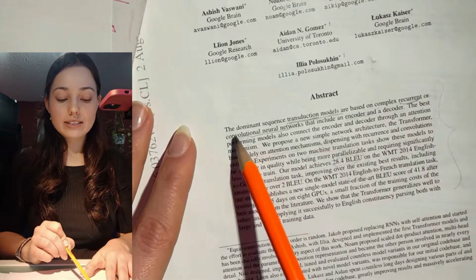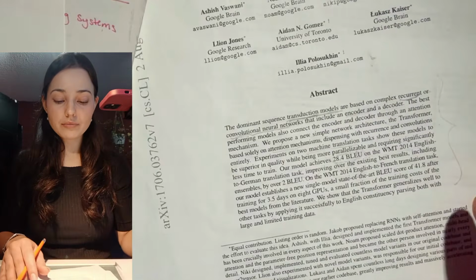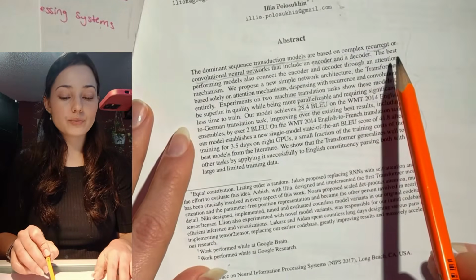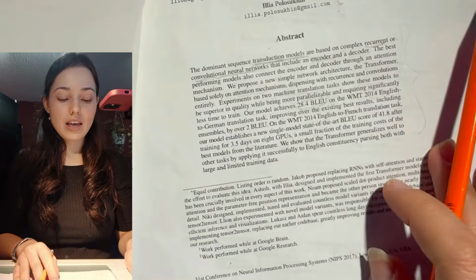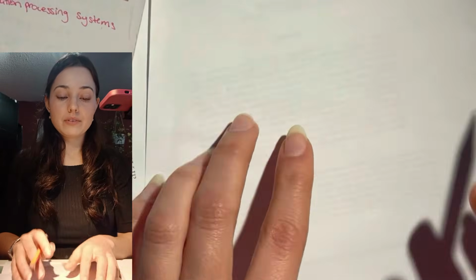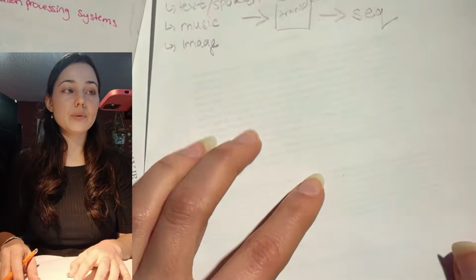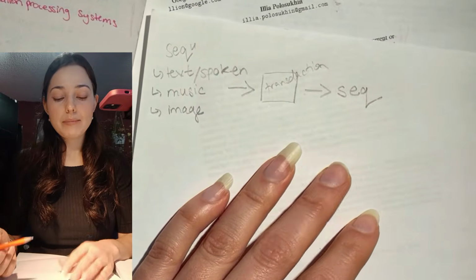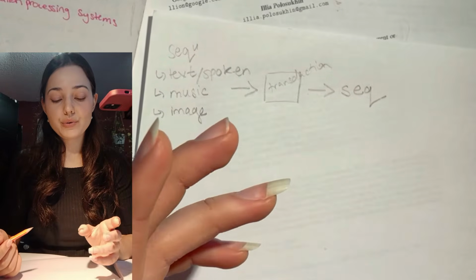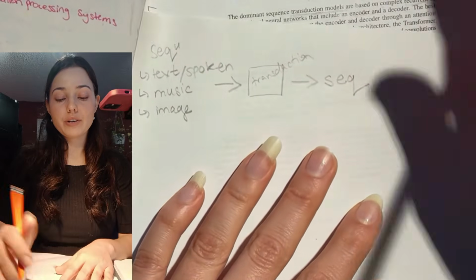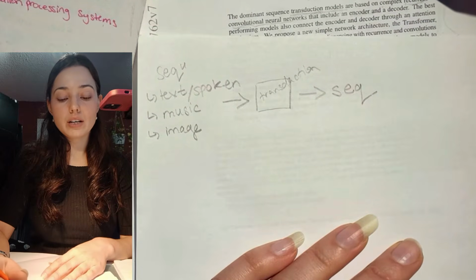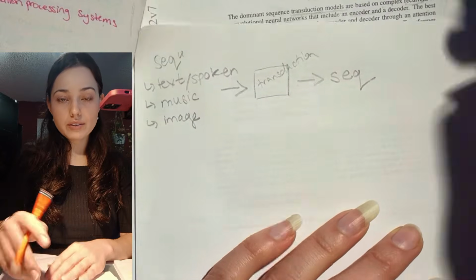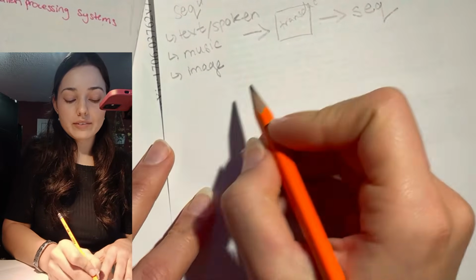So it says the dominant transduction models, what we talked about here, are based on complex recurrent or convolutional neural networks. For anything that's a sequence, it makes sense to use recursion or a recurrent network. So what is a recurrent network? Well, this is the basic shape of it.